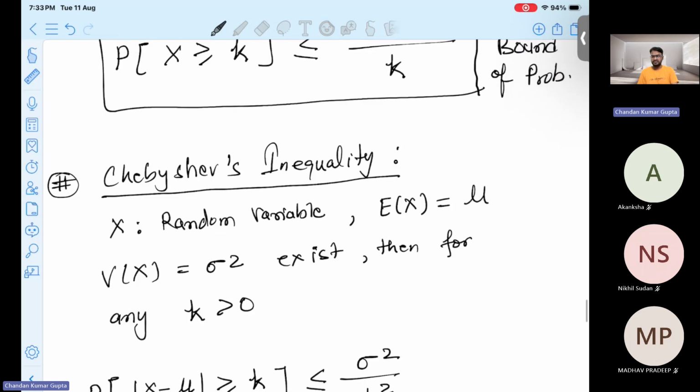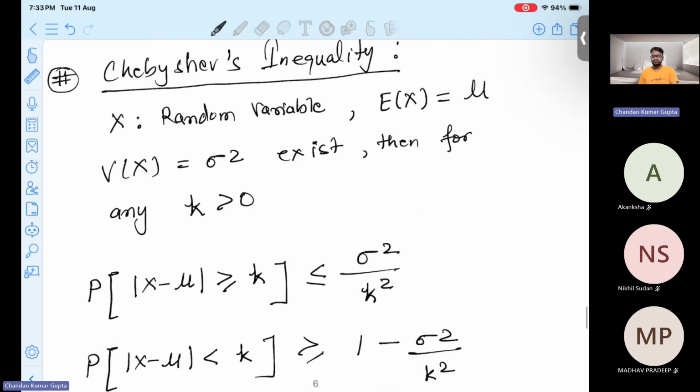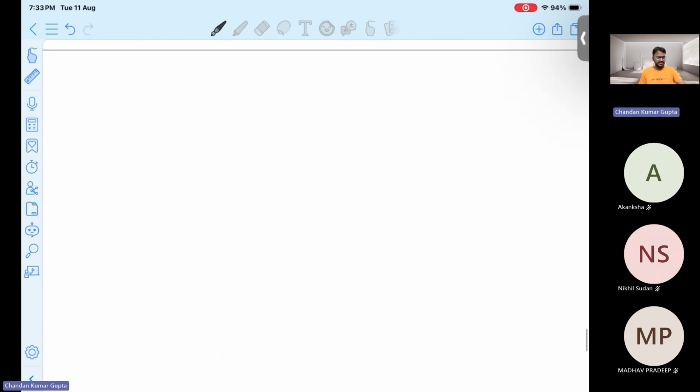So Markov inequality is obviously one of the special cases of Chebyshev's inequality. The next is Jensen inequality.